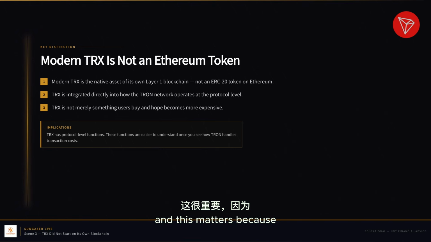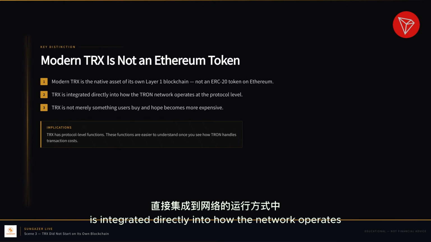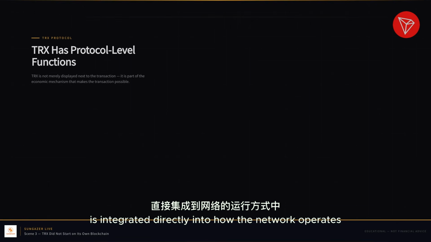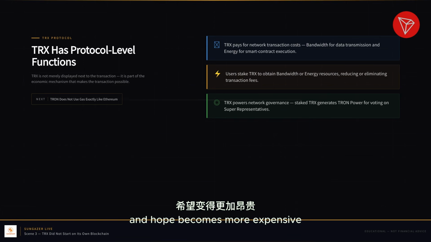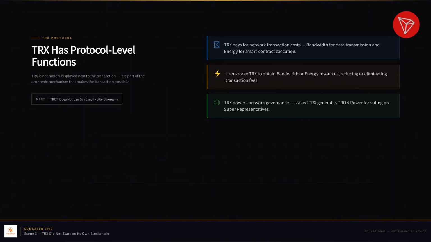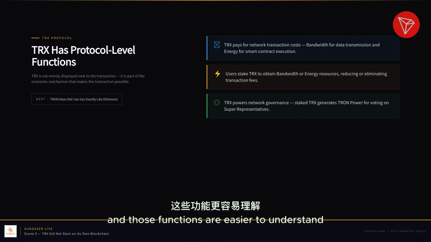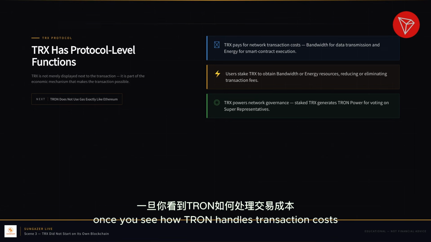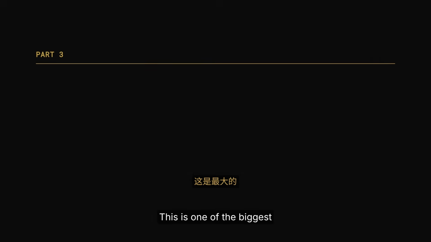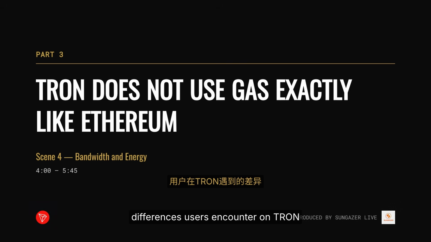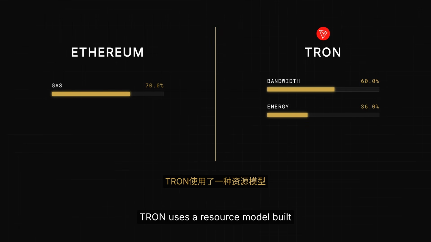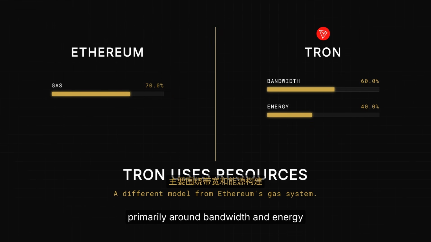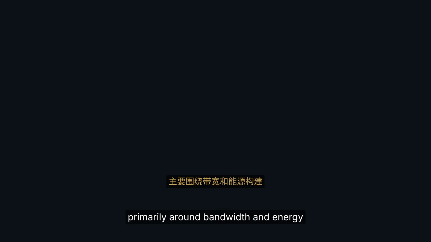And this matters because TRX is integrated directly into how the network operates. It is not merely something users buy and hope becomes more expensive. TRX has protocol-level functions, and those functions are easier to understand once you see how TRON handles transaction costs. This is one of the biggest differences users encounter on TRON. Ethereum users usually think about gas. TRON uses a resource model built primarily around bandwidth and energy.